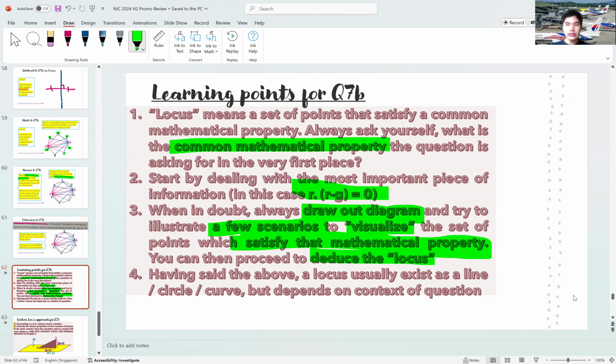Having said this, you're going to see the word locus appearing in many other contexts. It can exist as a line, just an angular bisector or perpendicular bisector. It can also be a curve, but that will be in coordinate geometry, and it can be a circle, such as in this question and just now, the one meter away from the star. But this depends on the context.